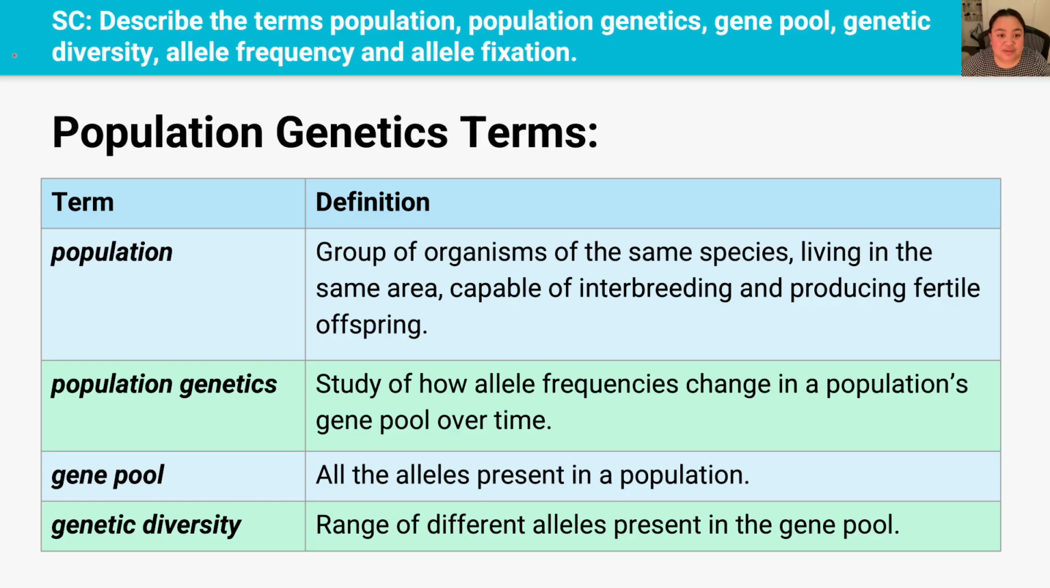a population. And genetic diversity means the range of different alleles present in a gene pool. A population with lots of different alleles has high genetic diversity, which makes it more likely that some individuals can survive if the environment changes, whereas a population with low genetic diversity is more at risk.